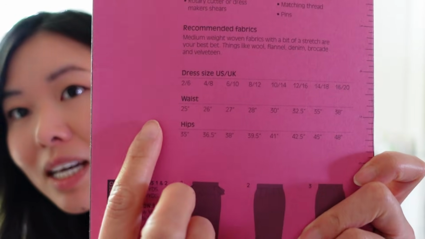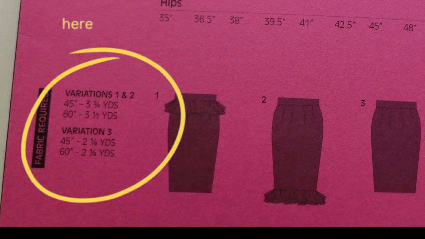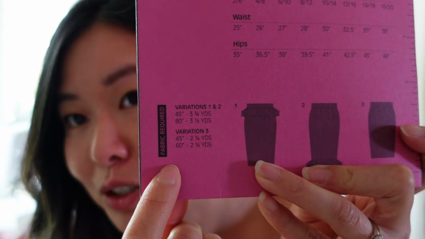The next thing you're going to want to look at is fabric requirements. On this pattern, you can see that it'll tell you how much fabric you need for what size you're making. This is going to change depending on what size you're making and also the width of the fabric you're working with. So make sure you ask when you're at the fabric store what the width is, because that can significantly change how much you need. So make sure you reference the pattern for that.